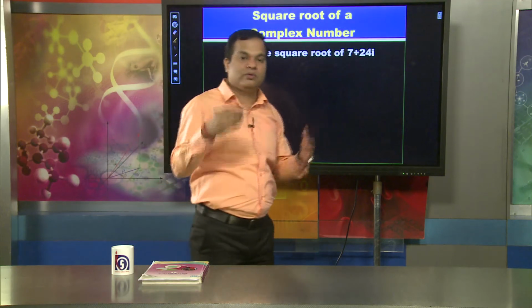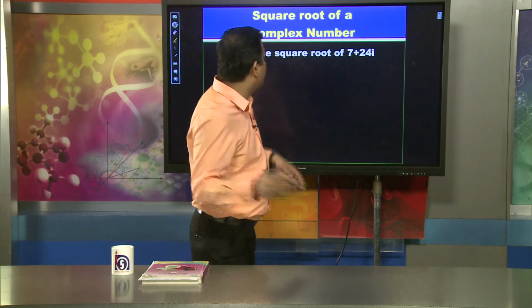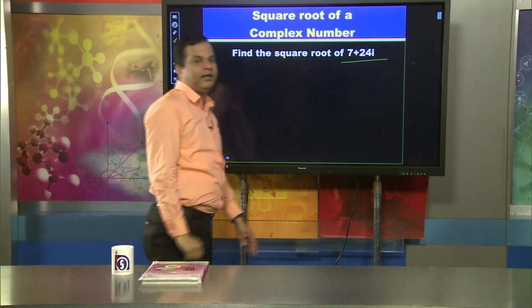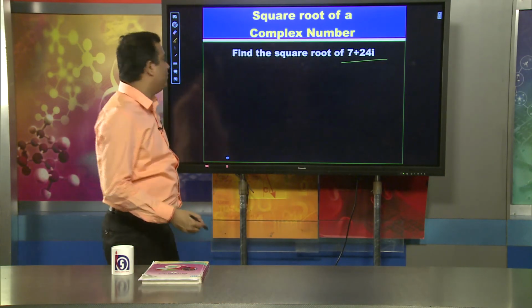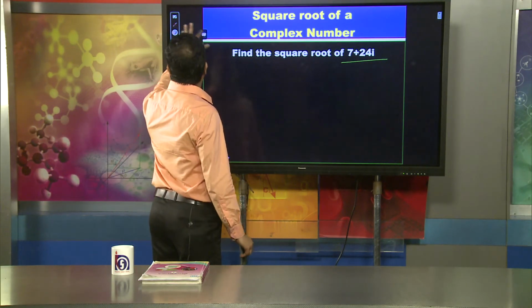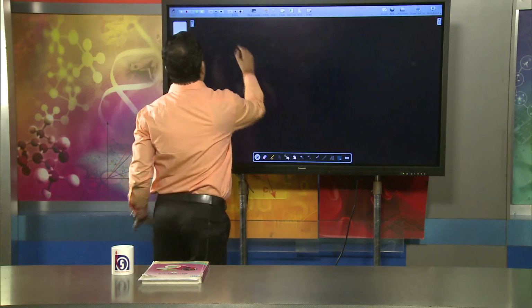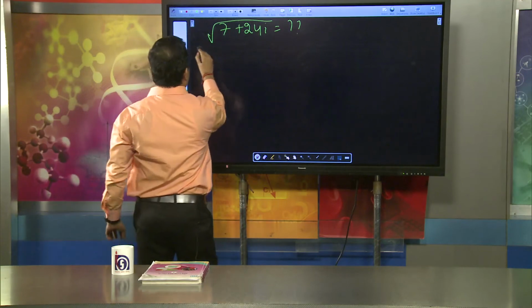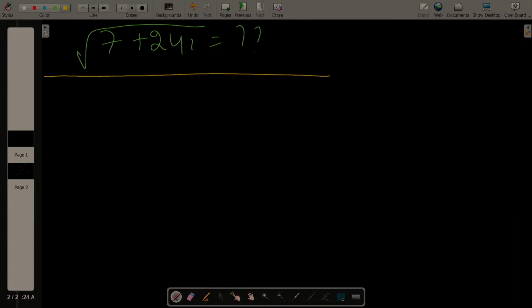We have to find out the square root of a complex number. Suppose I would like to take one complex number, suppose 7 plus 24i. How do we find it? That part we will discuss right now: the square root of 7 plus 24i. What will be its square root? This is the question. How do we find out, and what will be its value? That is a very important thing.